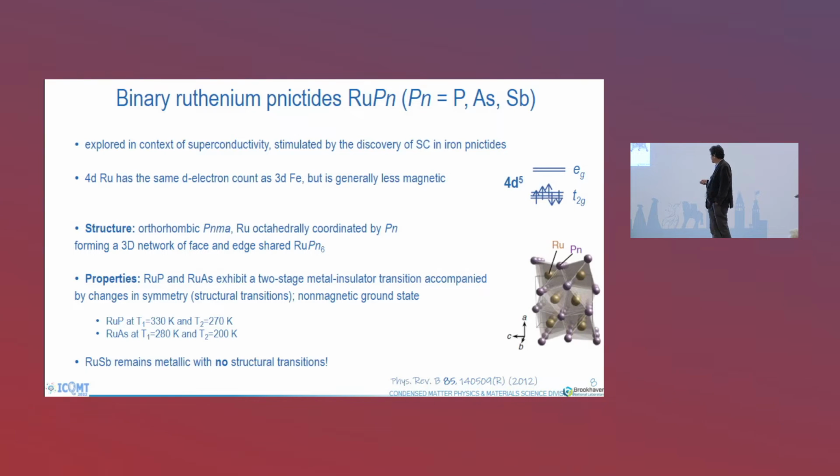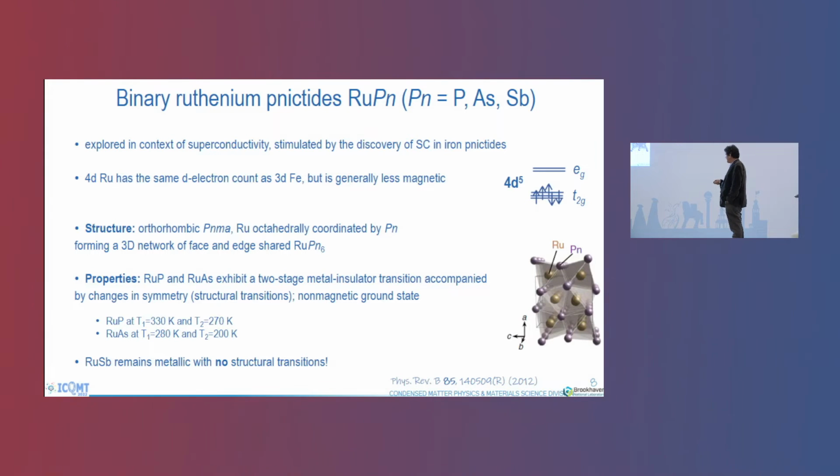As far as properties are concerned, ruthenium phosphide and ruthenium arsenide are systems that exhibit a two-stage metal-insulator transition that is accompanied by a change in symmetry, structural transitions, and both of them have a non-magnetic ground state.